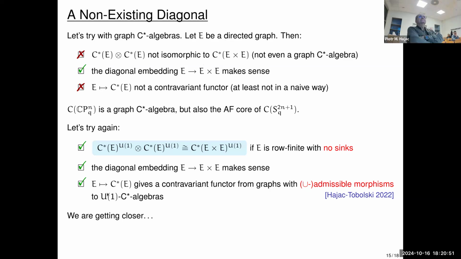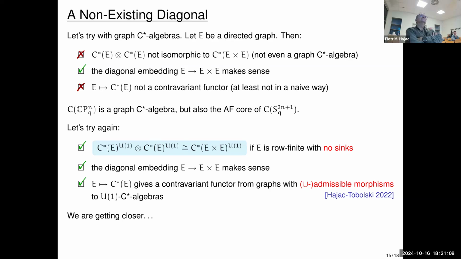In particular, it means that if the diagonal embedding is admissible, you get a map from C*(E × E) to C*(E). So you get your homomorphism, what you wanted. Well, this is very nice. Now, when is the diagonal embedding admissible?